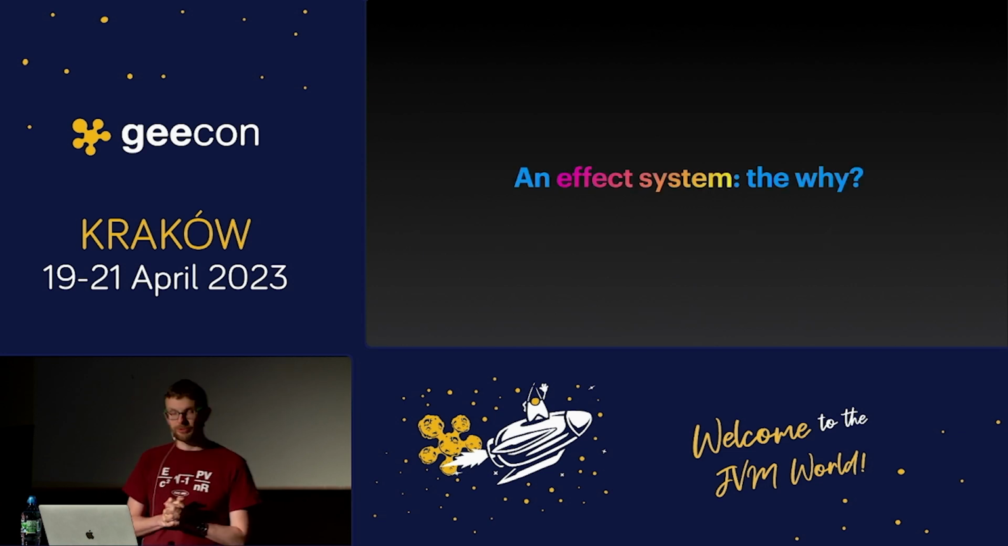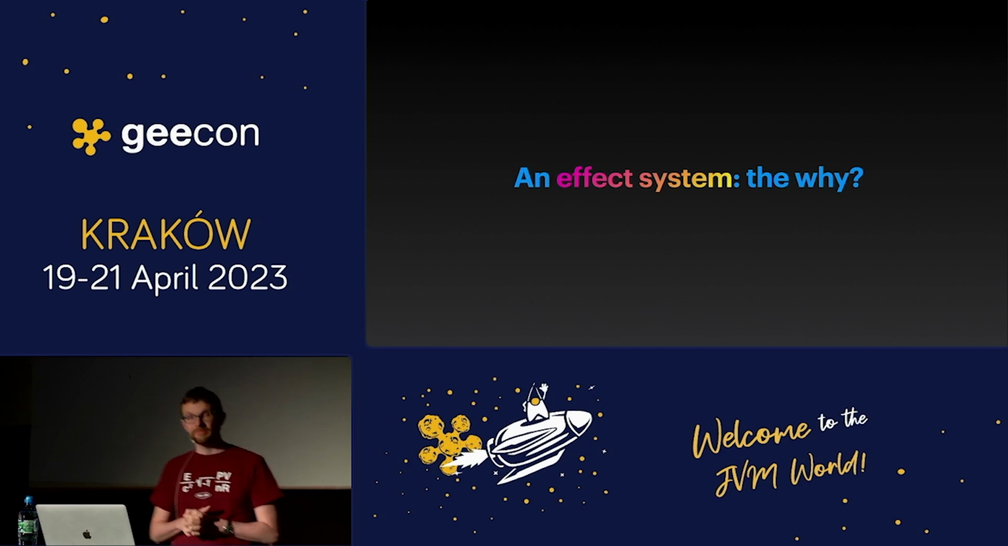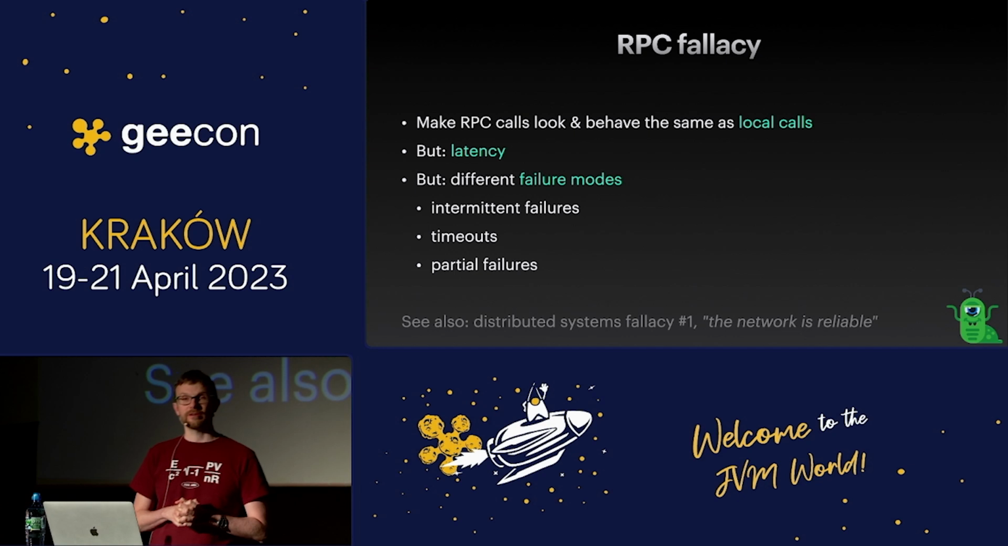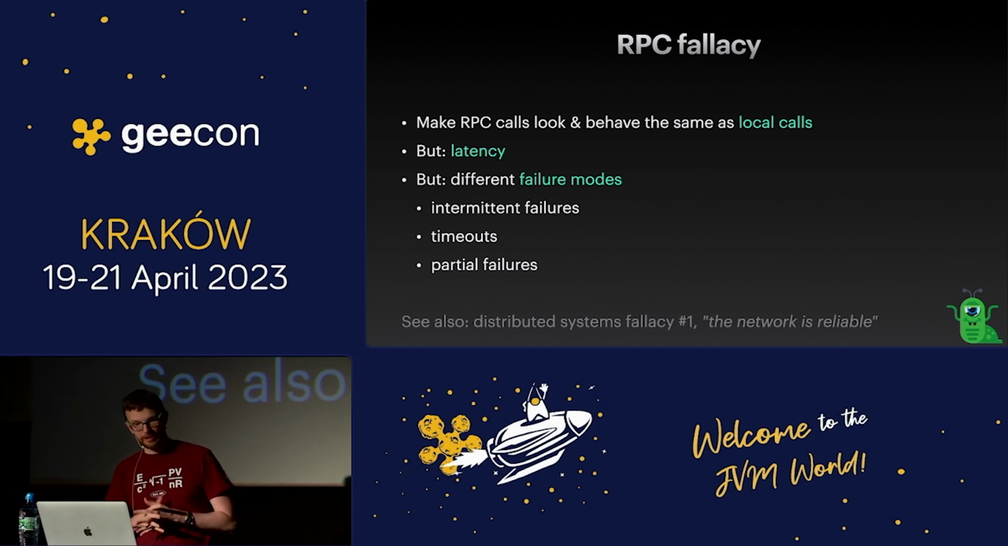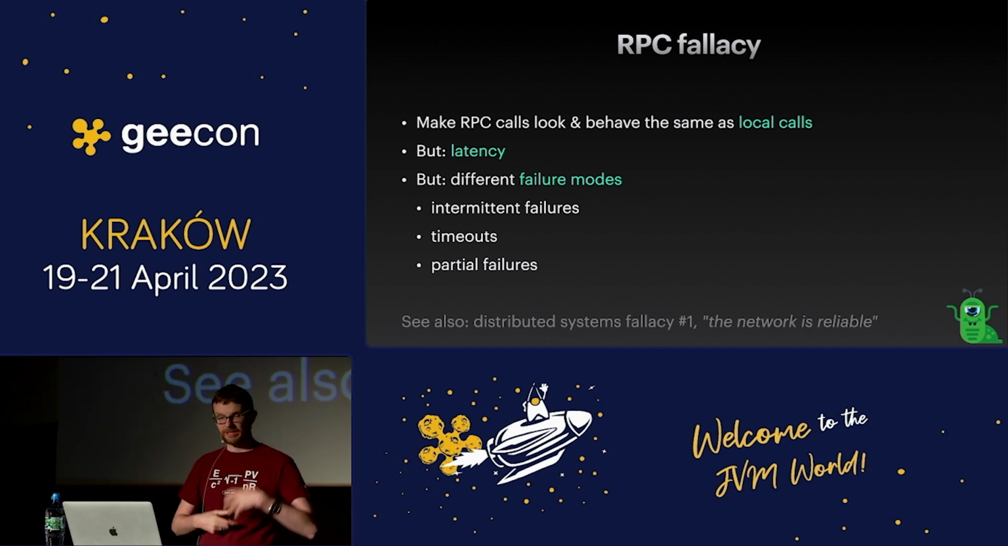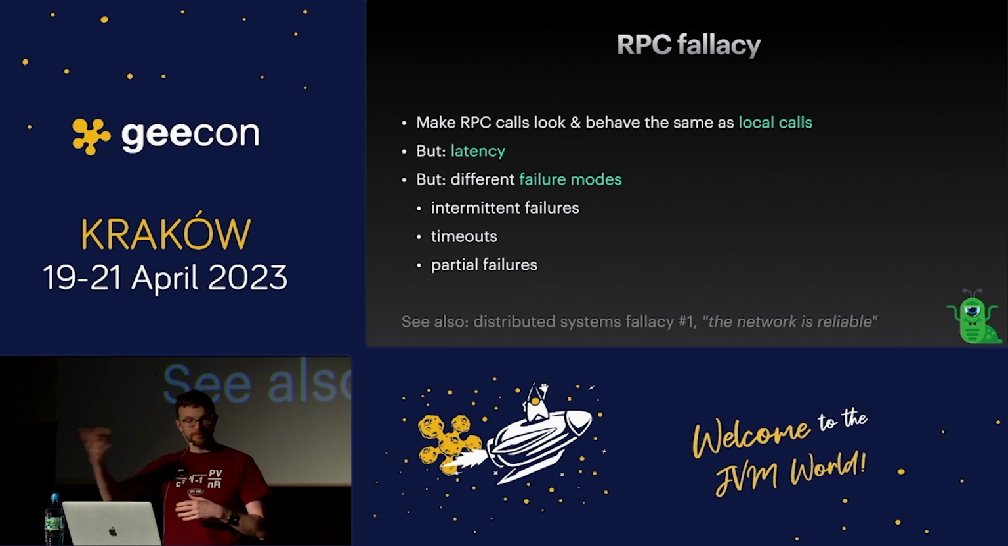And speaking of, why would we want an effect system? We need some motivating example to actually explore the different options that are out there. So as a motivating example, let's look at an RPC call. RPC, remote procedure call. We want to invoke some method on another machine, right? It might be over HTTP, it might be over any other means, SOAP, or whatever you like best.